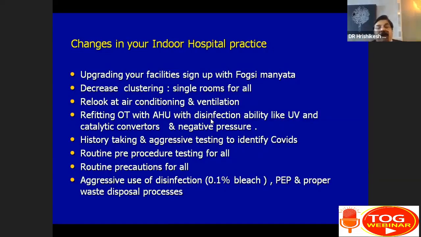I was talking to Dr. Hema Divakar yesterday only that I said maybe we should add the 17th standard of Manyata, how to also upgrade a facility for COVID positive patients. Decrease clustering. Maybe we may have to go for single rooms, because if you have a common ward, how can you keep 2-3 patients in the same room? So that may be a thing of the past. Maybe you'll have to start admitting patients in single room.